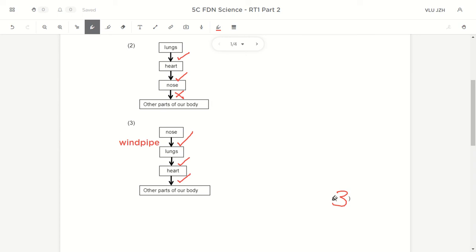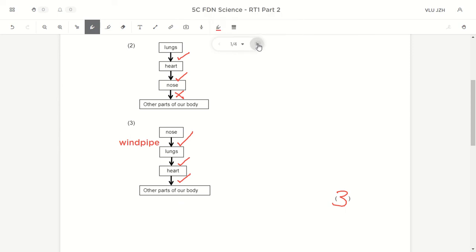So it might not just show only the blood vessel, it might show how the path of oxygen moves. Oxygen is breathed in through the nose, the surrounding air goes to the lungs through the windpipe. The lungs will then absorb the oxygen into the blood, and the blood returns back to the heart, and the heart pumps to the rest of the body. So this is question 6.